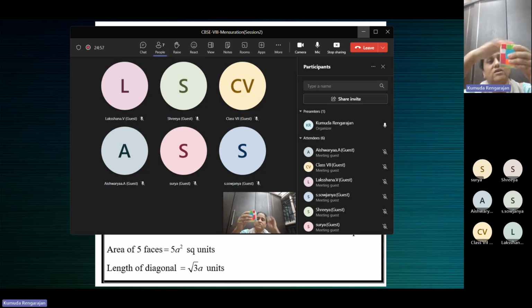These 2 faces, the top and the bottom face, are horizontal. The remaining 4, front, back, left, right, are vertical faces. They're like standing, so vertical. The top and the bottom face are like in the sleeping position, horizontal faces.